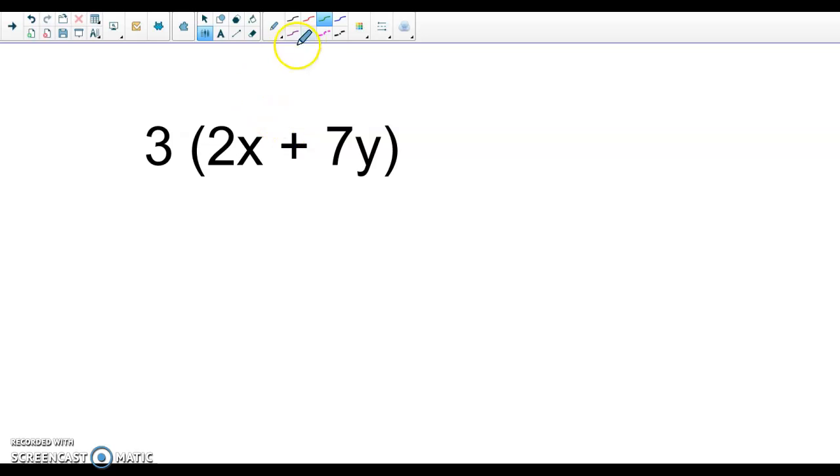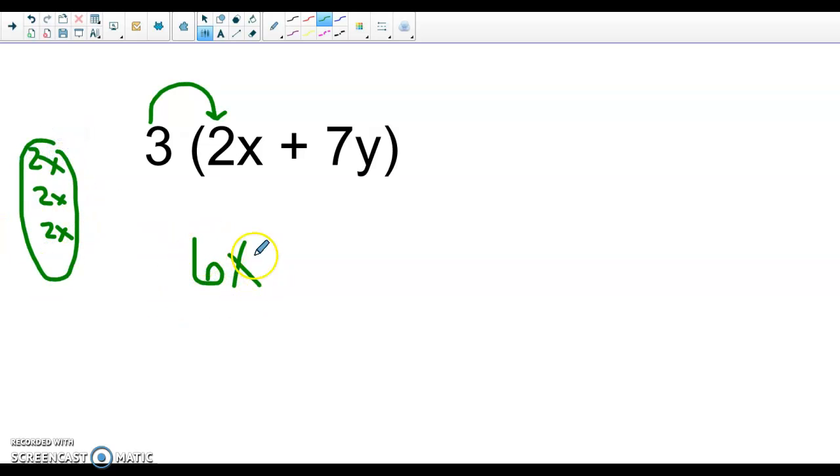All right, so look at this. Now things are going to get a little more complicated, but it's still pretty easy, even if this is a little harder. So what you have here is a 3 on the outside and 2x plus 7y on the inside. So all you're going to do is the same procedure you've done before. What's 3 times 2x? Well, what's 3 times 2? 3 times 2 is 6, and then you're just going to put an x on it. So I first had 3 groups of 2 x's, 2x, 2x, 2x, which gives me 6x. That's how I got that.